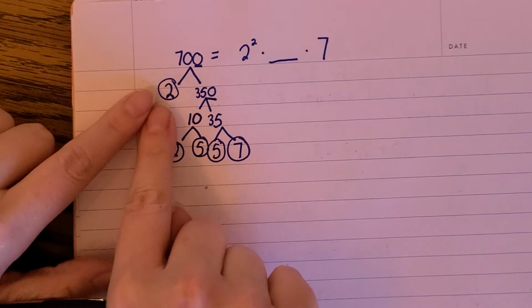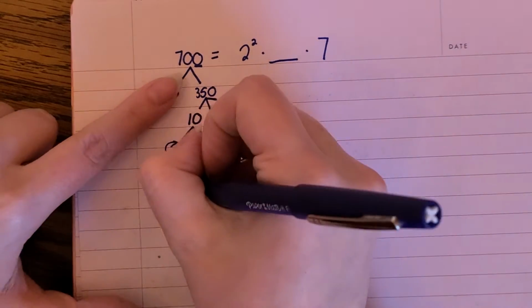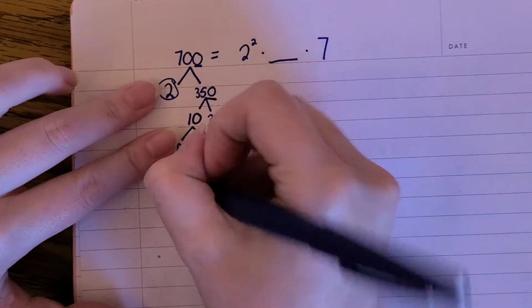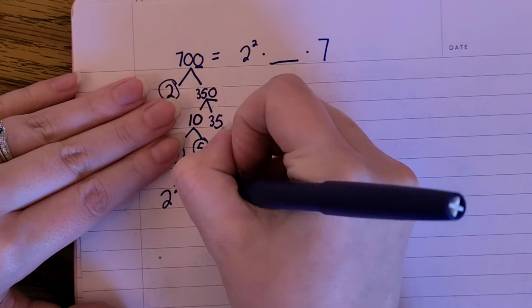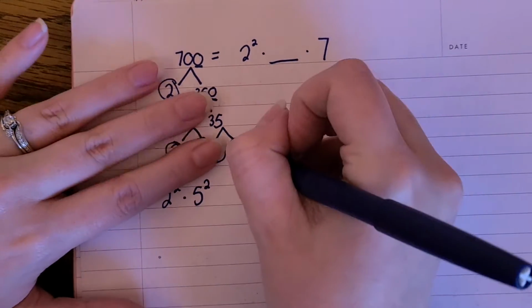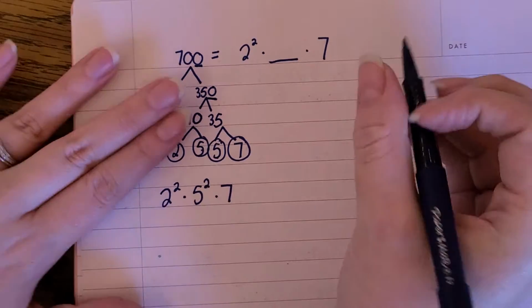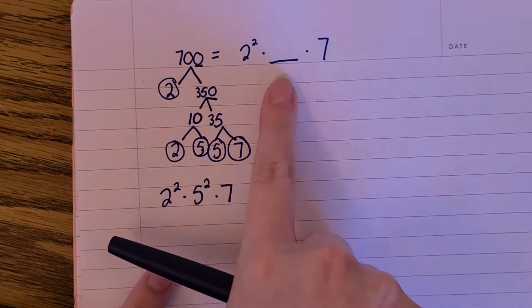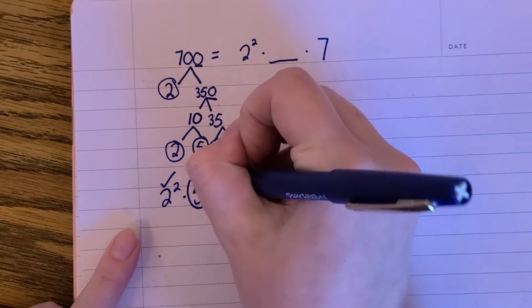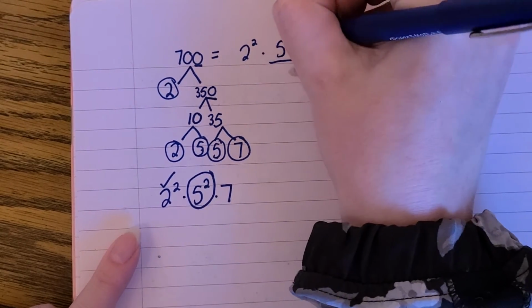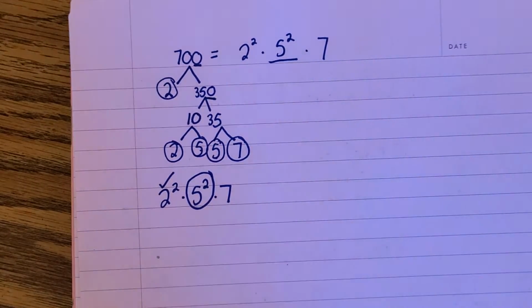All right. So we have a 2, I have 2 2s, so I have 2 squared, times 5s, and I have 2 of them, times 1 7, okay? So what we're missing from up here, they have this one, they're missing their 5 squared, all right?